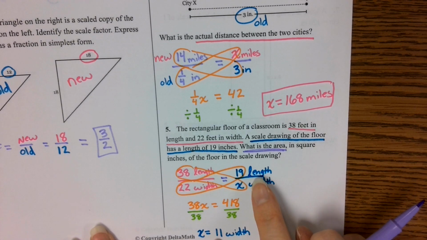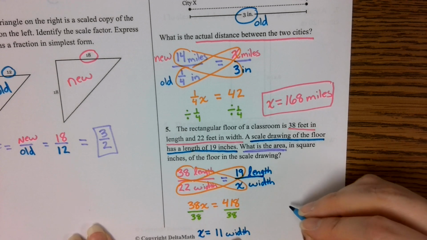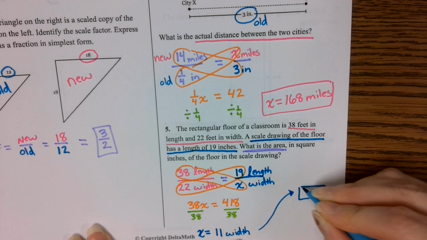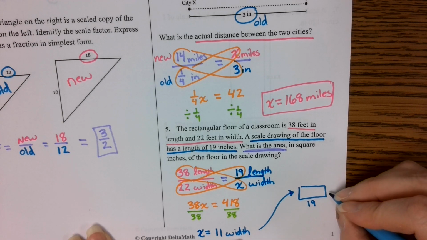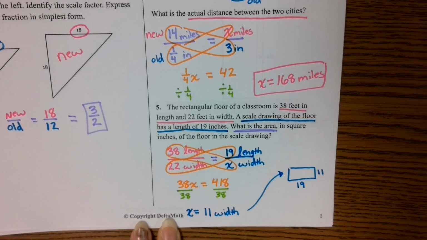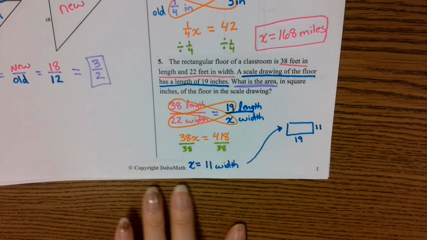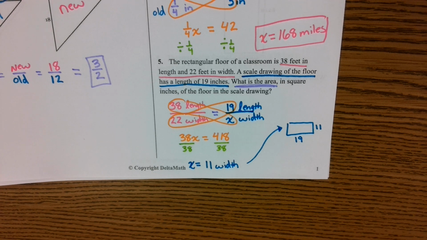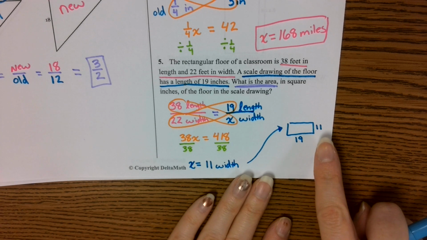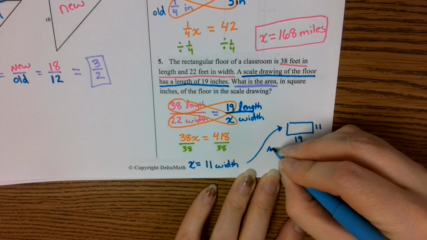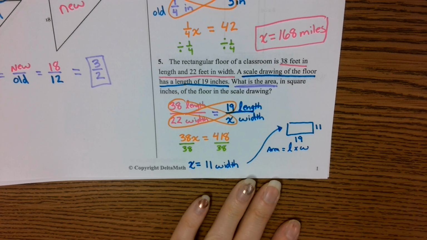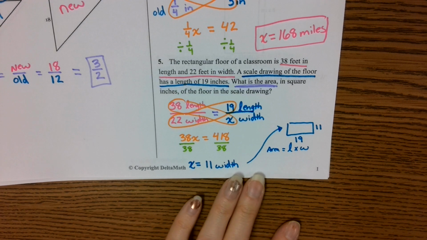So we just now found the length and the width of our scale drawing. If I redraw this, I have a length that is 19 and I have a width that is 11. How do I find area of a rectangle? Multiply, right? We multiply our base and our height, or our length and our width. So write that down. For area, you're going to do your length times your width.